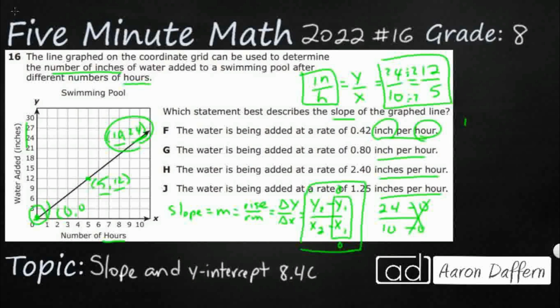So let's just divide 10 into 24. And it's going to be 20. Bring a 0 down. 0.4. You also might have known that you could have just moved the decimal place over once. That would have worked as well. You get the same answer if you do 12 divided by 5. The answer is H, 2.40.